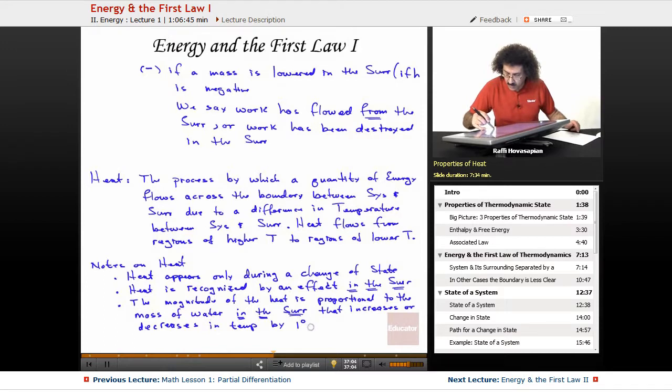I mean, when we're working in thermodynamics, we're going to work in Kelvin. But you know what? I'm just going to write 1 degree. Okay, 1 degree. Make it more generic.